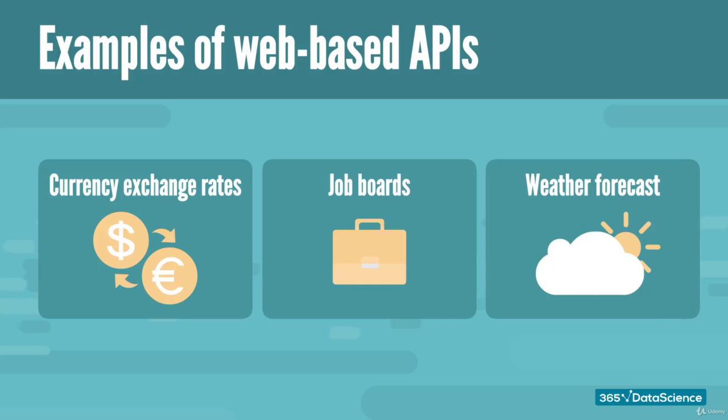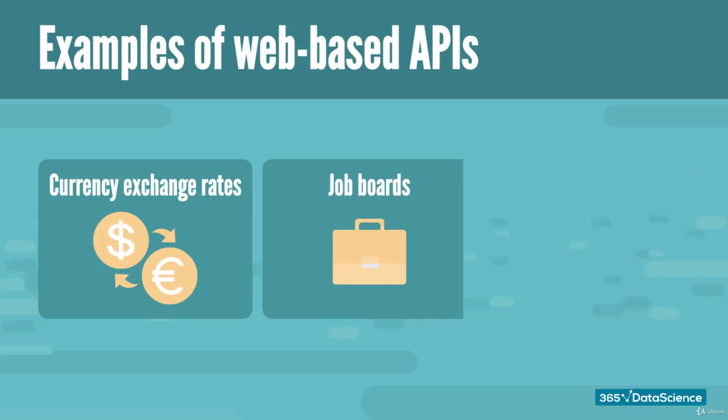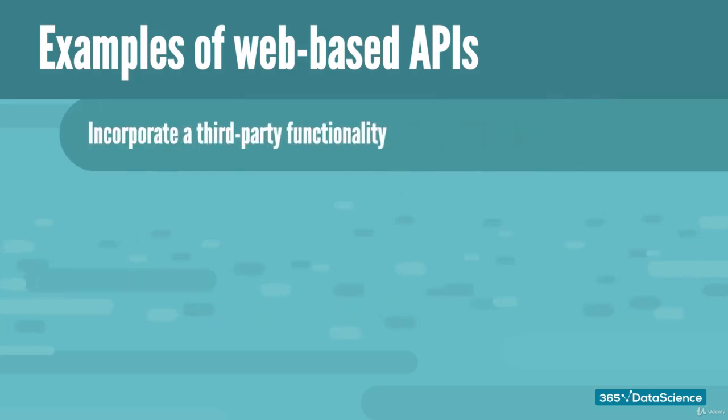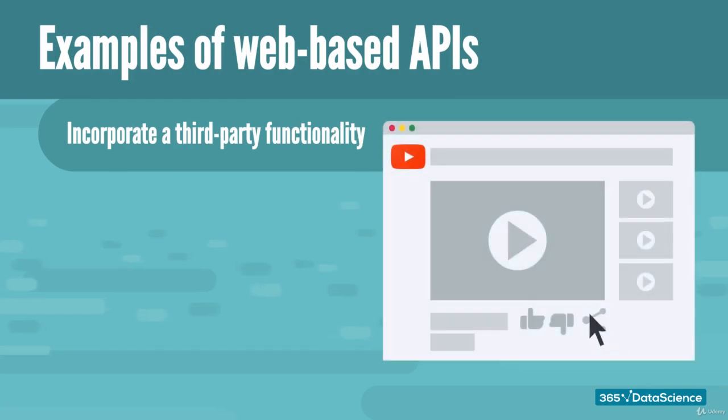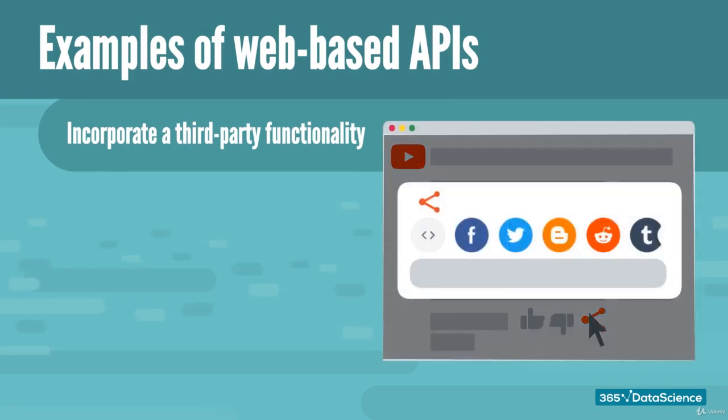At this point, you may be wondering, why is that useful? Well, APIs are extensively used to incorporate some third-party functionality into your service. For example, you may have seen Facebook's Share This buttons on some unrelated websites. This is embedded using the Facebook API.